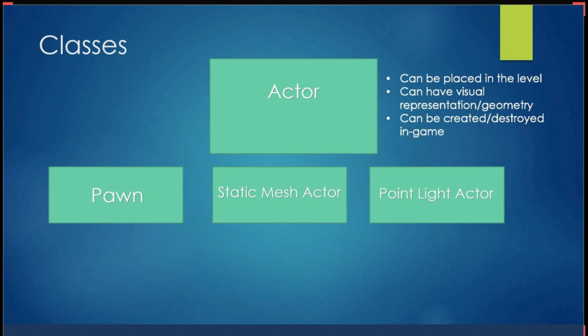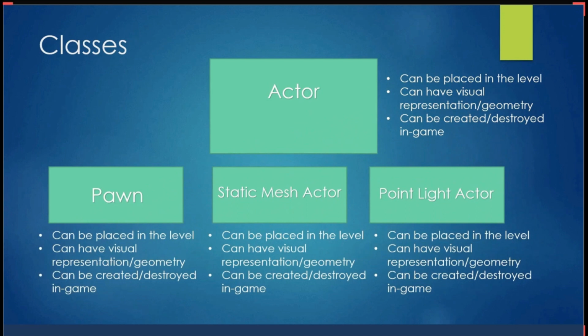Now, there are more specific types of actors. For example, there are pawns, static mesh actors, and point light actors, and these are all actors, so they inherit the functionality that all actors have. If you see here, these are all the same as the parent Actor class, so they all inherit the same functionalities. They can be placed in your level, they can be destroyed, and all those things.